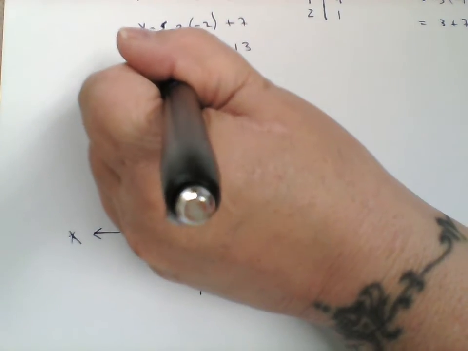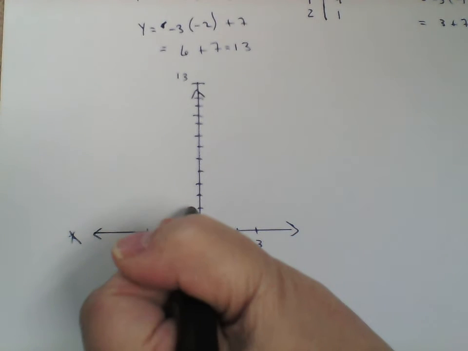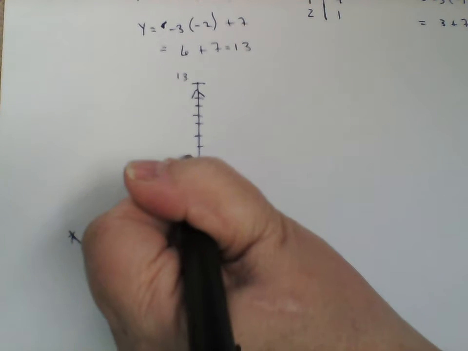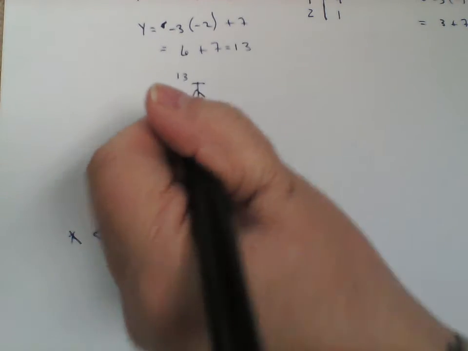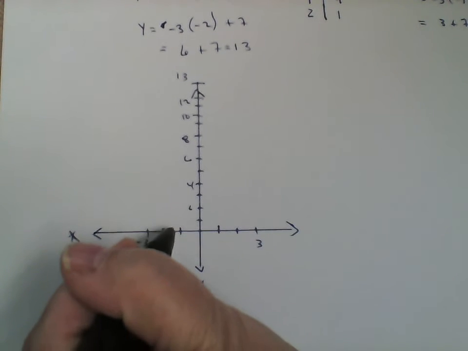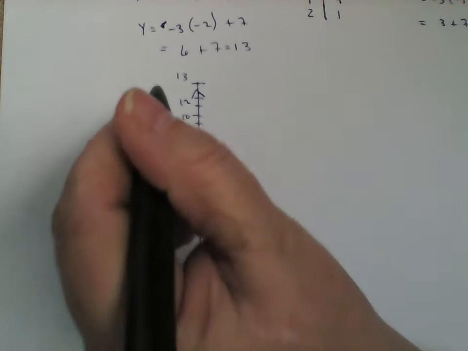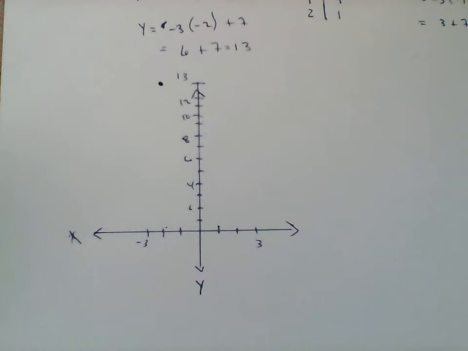I know this is 13 up here, so we can number these. We can go 2, 4, 6, 8, 10, 12, right? Give us an idea of what our numbers look like. So when I go to plot these points, what do I have? I have -2, which is right here, and 13. So that's going to be a point right about there, right?